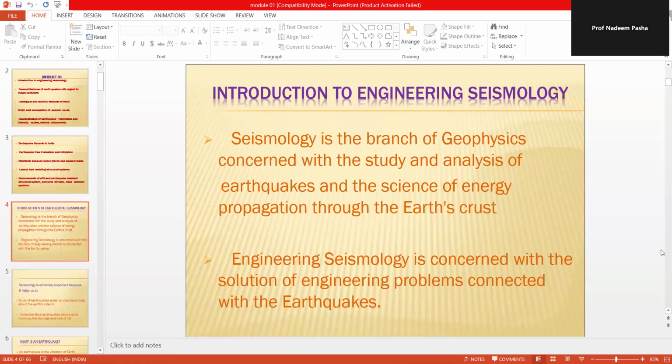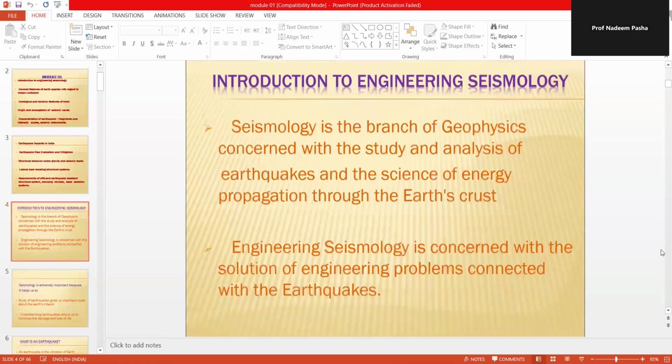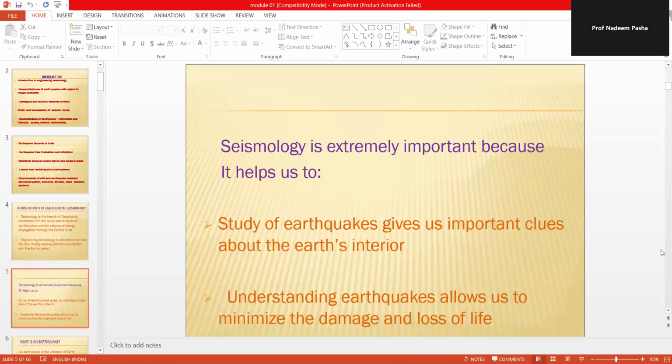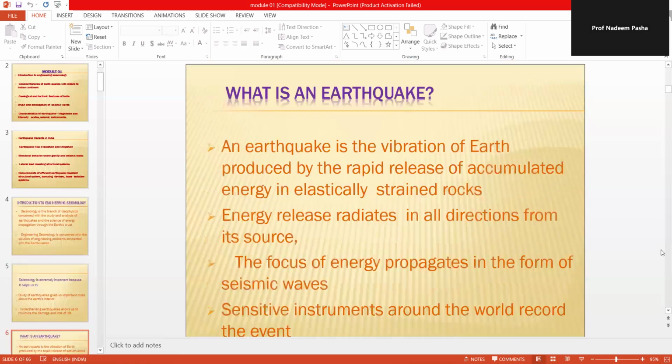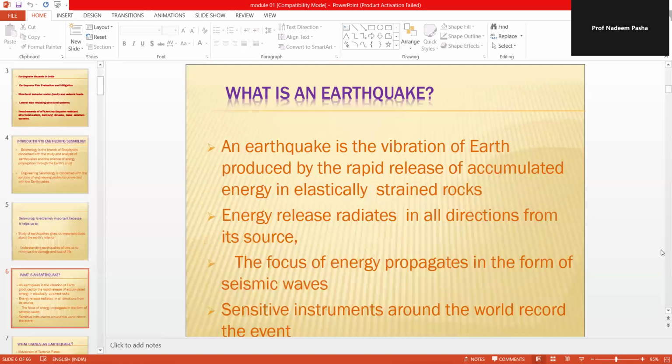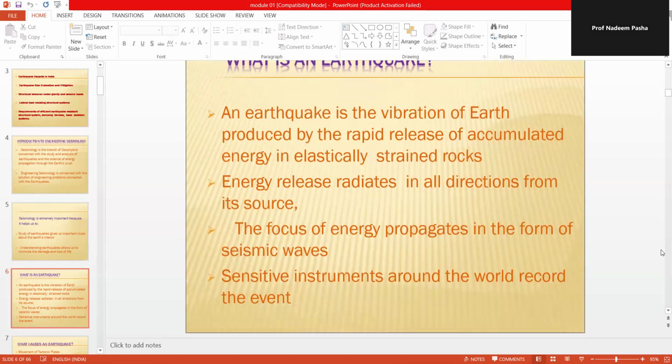So it all started with the introduction part. What is engineering seismology, that we have seen. Apart from this, what is the purpose of studying seismology, that we have seen. So, what is an earthquake? Earthquake is the vibration of earth produced by the rapid release of accumulated energy in drastically strained rocks. This definition also we have seen.